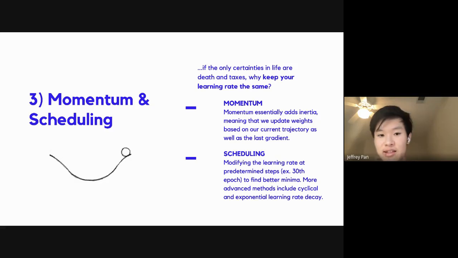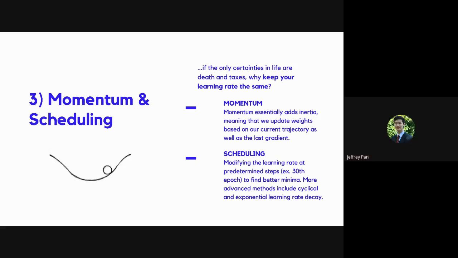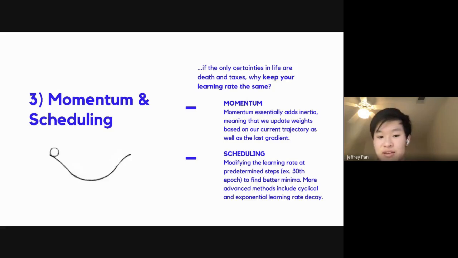And then scheduling is the other thing. You can modify the learning rate at a predetermined step. For instance, if you've trained for a certain amount of time and you think, I'm probably getting close to my model's final performance, I might want to make my learning rate something smaller. That way I can get better results and I won't overshoot these sorts of values. And there's more advanced versions.